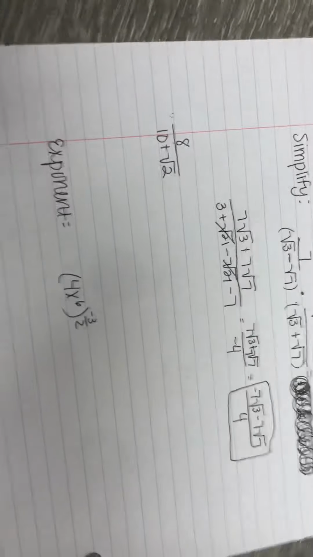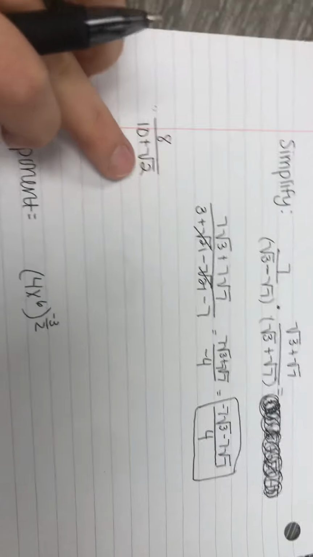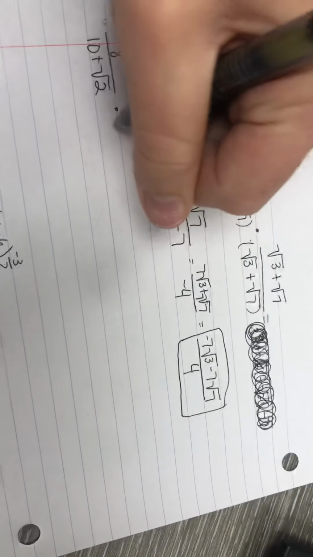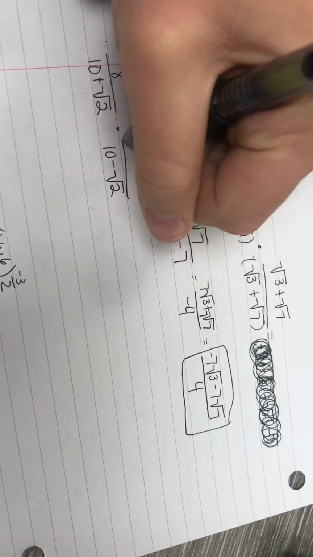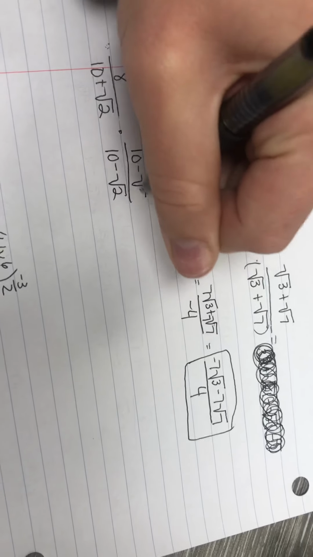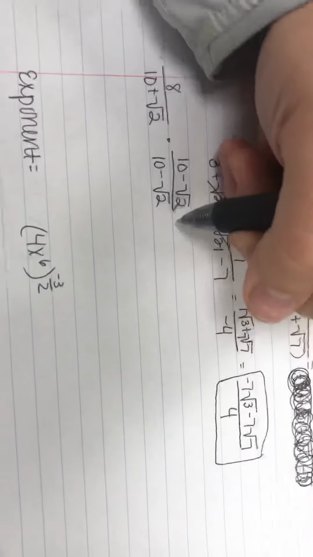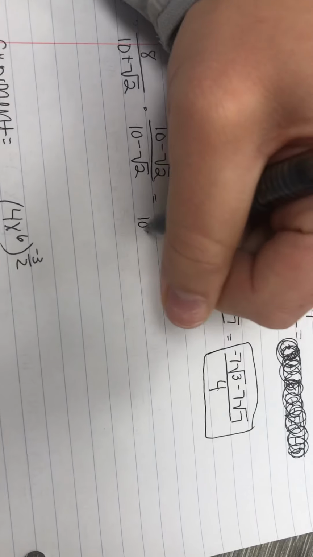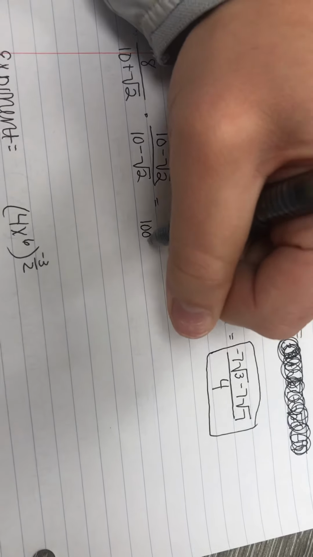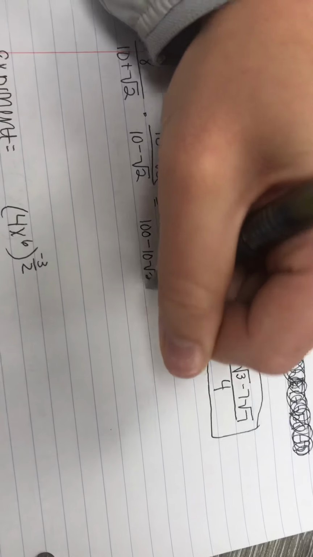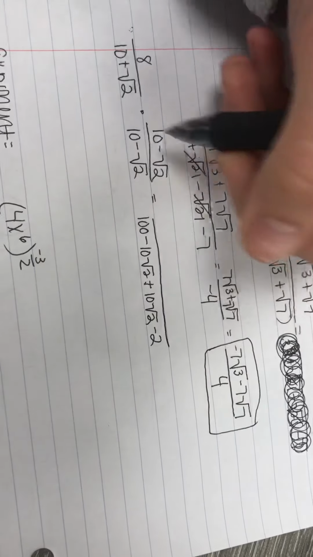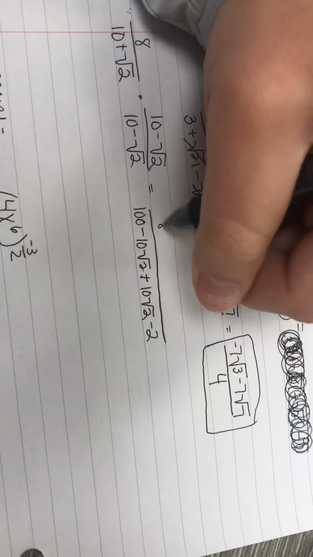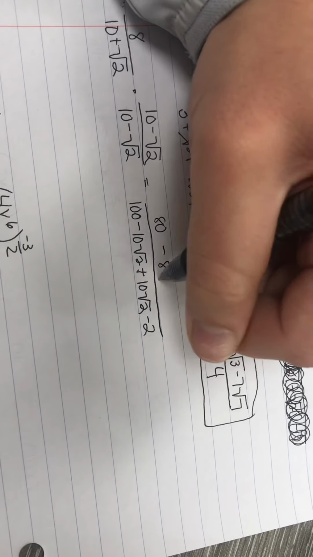I'm going to do one more over here where you can see that we only have one root. So we're going to multiply the denominator by 10 minus the square root of 2 and the numerator by 10 minus the square root of 2. All right, once we do that, we get 100 minus 10 square roots of 2 plus 10 square roots of 2 minus 2. All right, and then on the top, we have 80 minus 8 square roots of 2.